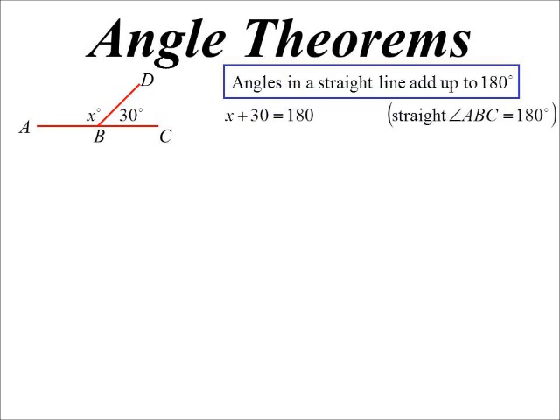I'd say, well, look, x plus 30 is 180. That's the theorem I'm using. And I'm using the fact, I call it a straight angle rather than a straight line. But straight angles are 180 degrees. I've seen some people say adjacent supplementary angles. Have you seen that one?